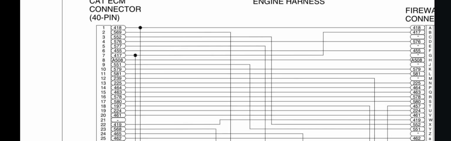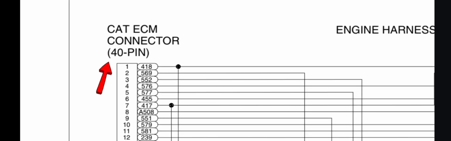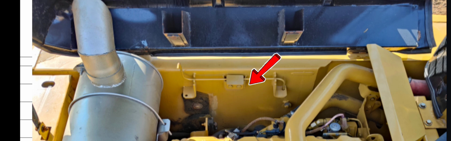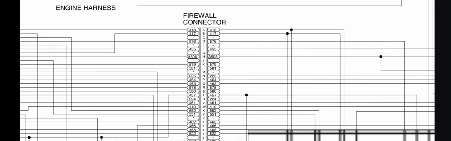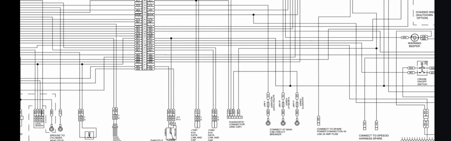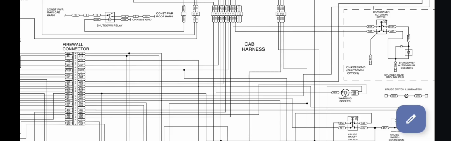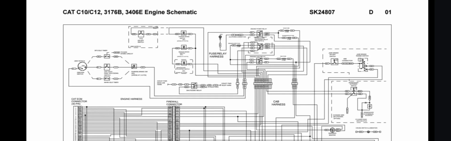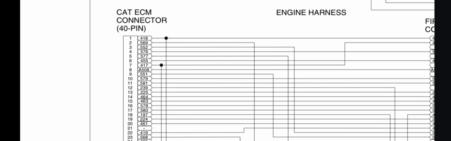Let's get started. First of all, we are going to check the ECM 40-pin connector. This is the Cat ECM 40-pin connector, coming from the ECM. Here we have the firewall, which is under the hood. This connector goes to the firewall connector, and from the firewall it distributes to all the engine body sensors, components and devices. So let's begin, starting from the ECM, because the main thing is to start from the ECM.